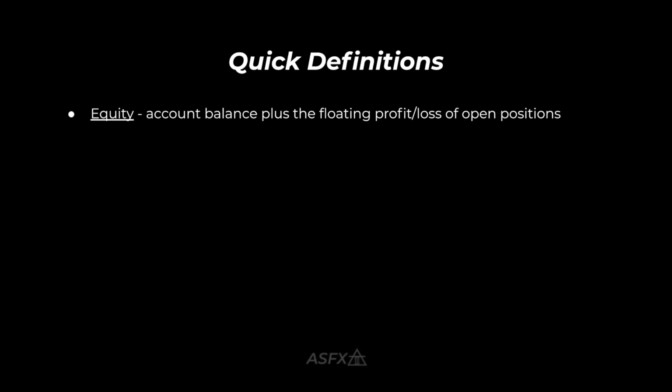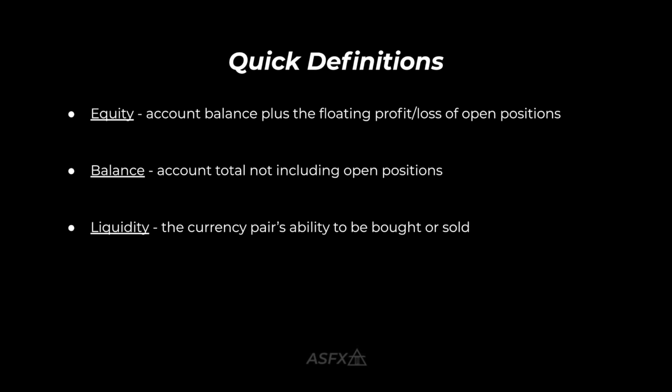So now, a couple of quick definitions that I want you to understand before we move into Chapter 3 and talk about the charting tools. First, equity. Equity is the account balance plus the floating profit or loss of your open position. So that's all the money that you have, or if you're losing, that you don't have. Compare that to your balance. Your balance is your total amount of money, not including your open positions. We also need to understand that liquidity, and I said this earlier, is the ability of a currency pair to be bought or sold. How easy is it to get in and out of that trade?